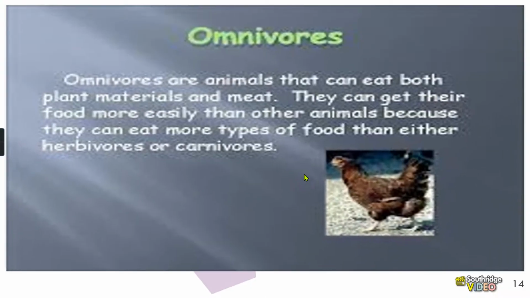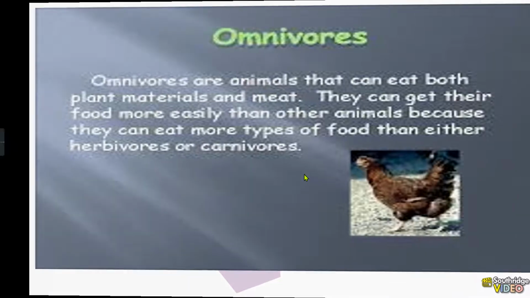Now comes omnivores. Omnivores are animals that can eat both plant material and meat and flesh. They can get their food more easily than other animals because they can eat more types of food than either herbivores or carnivores. In other words, we can say that omnivores are the animals that eat both of them. So whatever is available at the moment, they can have it. So that's easier for them to find food.